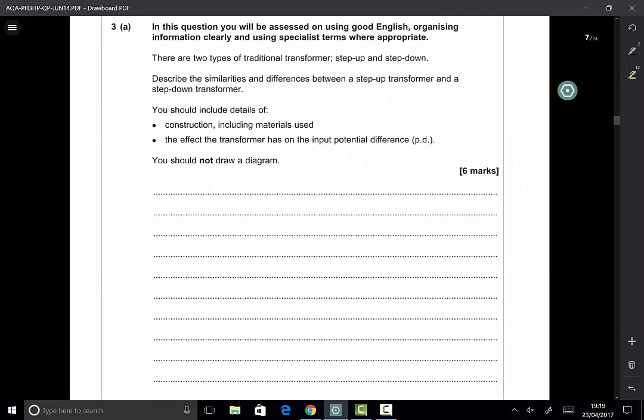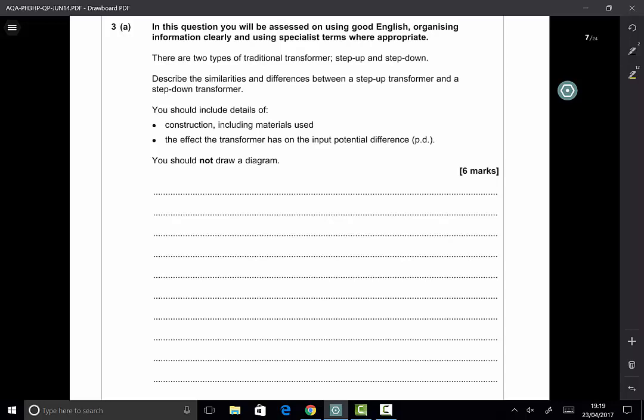Okay, 6 marker. There are 2 types of transformer, step up and step down. Describe the similarities and differences between a step up transformer and a step down transformer. You should include details of construction, including materials used, and the effect it has on the input potential difference.